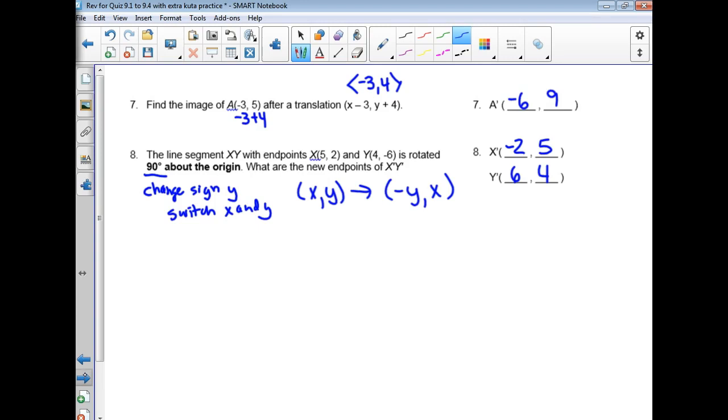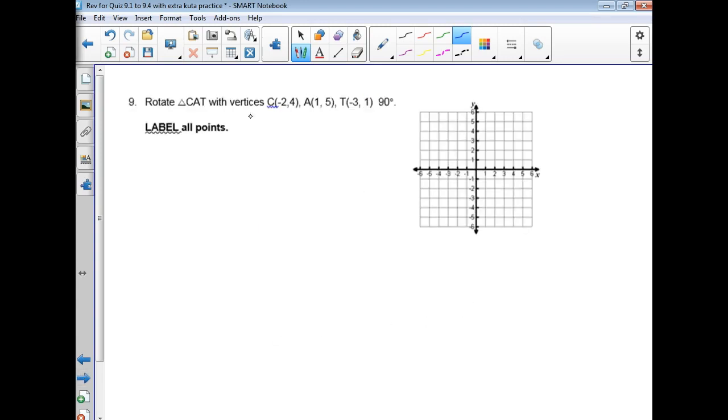Right. Number 9. Oh, we have another cat. We're going to draw a triangle CAT, vertices negative 2, 4. So we've got to draw the original figure, labeling each point. 1, 5, and T's at negative 3, 1.